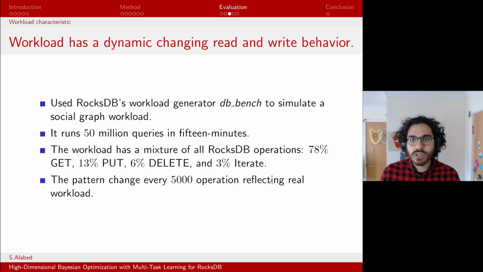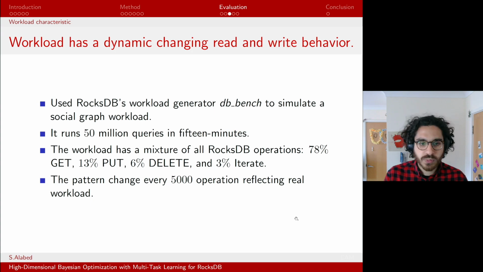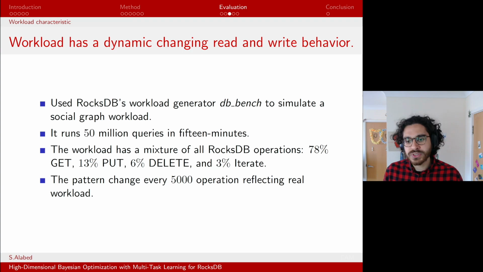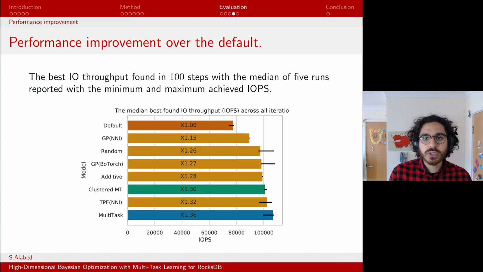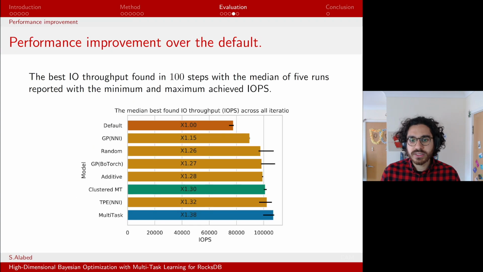We used a simulation of Facebook's social graph, which is the one they reported in the paper cited in our paper, and we ran it for 15 minutes. This simulation has a mixture of RocksDB operations: some gets, some puts, some iterations. We compared against a couple of baselines. Some are standard Gaussian processes like GP and NI, and some are optimized Gaussian processes like GP BoTorch. We tried against random, some additive kernel methods, and tree-structured methods, TPE.